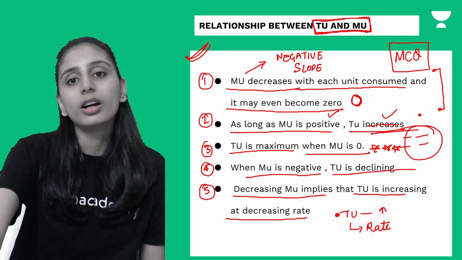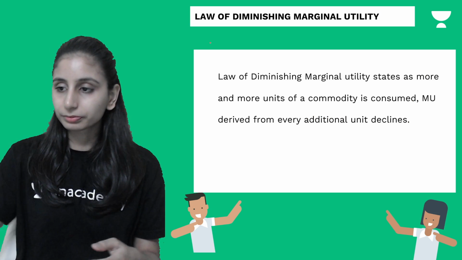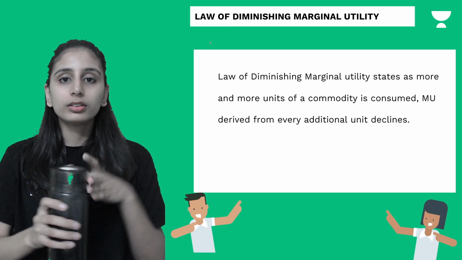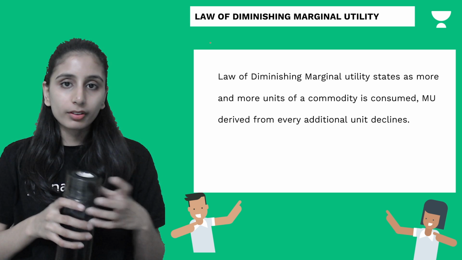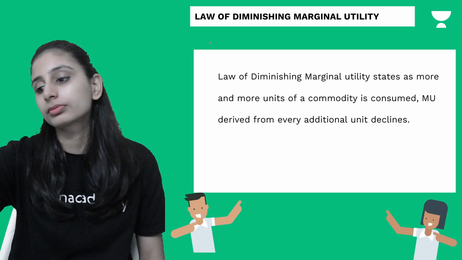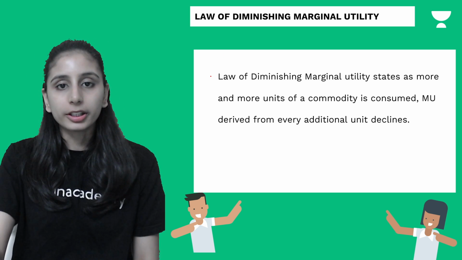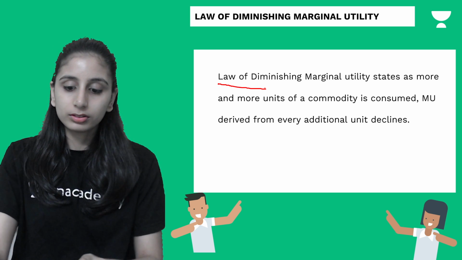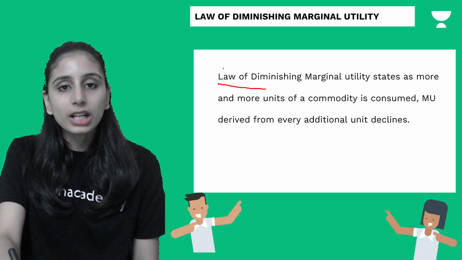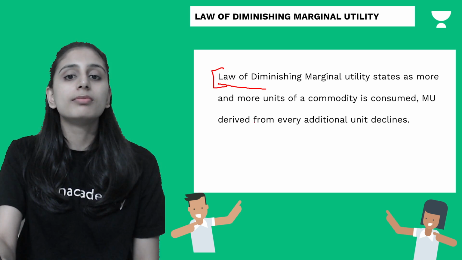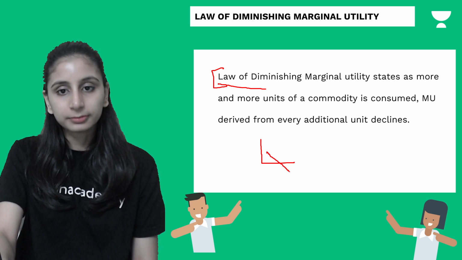ठीक है? Now we'll see a very important topic, which is the law of diminishing marginal utility. Now, what is the law of diminishing marginal utility? It is simply what we are seeing. अभी हमने जितना भी marginal utility, total utility का concept पढ़ा, उसमें हमने देखा marginal utility is like this.